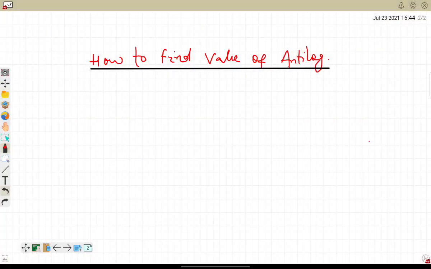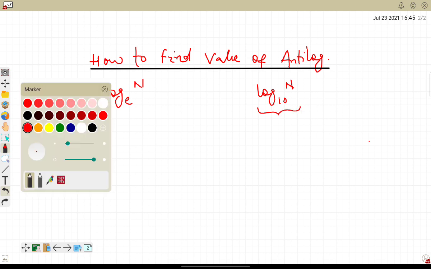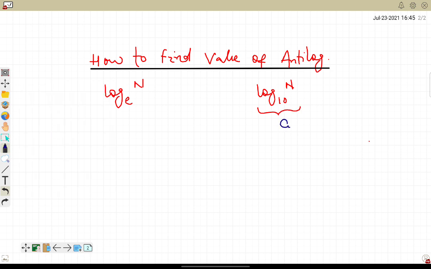Okay, so first try to find some basic log values. For this we need to use 1 or 2 concepts. There are 2 different types of log. First is log with base e, log n base e, and the second one is log n with base 10. So what is the difference and what is the relation between these two? If log n base 10 is given, then this log is called common logarithm. Any log with base 10 is called common logarithm, and any log with base e is called natural logarithm.